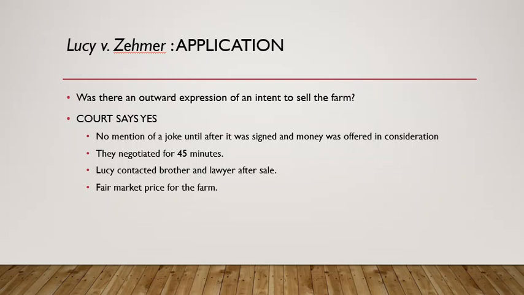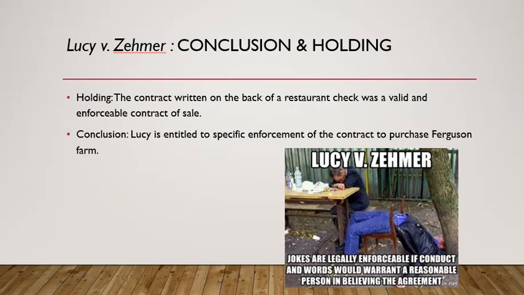Not until after the document was signed and money was offered in consideration was there ever talk about the deal being a joke. Lucy took Zemmer's actions as intent to sell the farm, and a reasonable person would believe Zemmer was interested in entering a real agreement. Finally, the parties settled upon a price that was fair market value for the farm. So the court concluded that the writing on the check constituted a valid binding contract of sale between the two parties and held that Lucy was entitled to specific performance of Ferguson Farm.